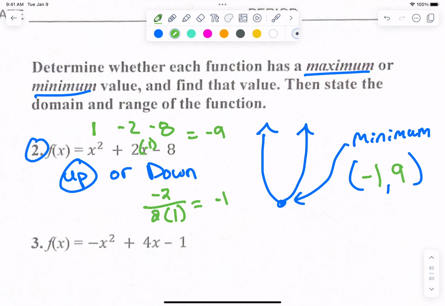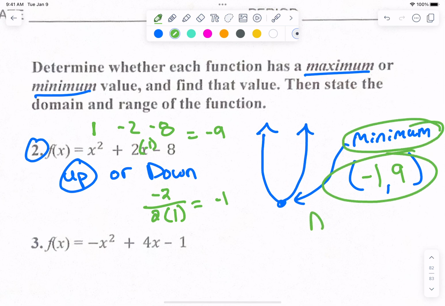Okay, it says then, let's see. Find that value. We have found the minimum. It is at negative 1, negative 9, and then it wants domain and range. The domain is all real numbers, Jordan said. Is that true? The range. He will go up forever, but he won't go down forever. What's the lowest he goes? Greater than or equal to?